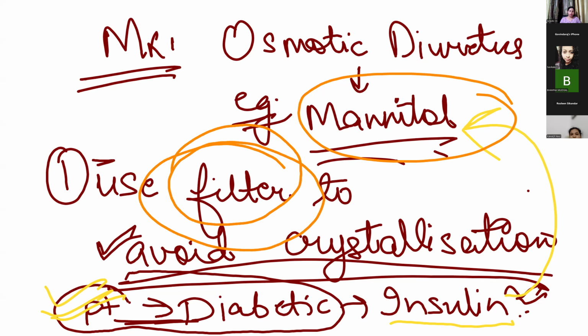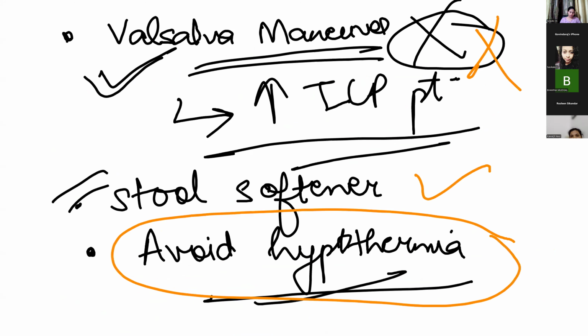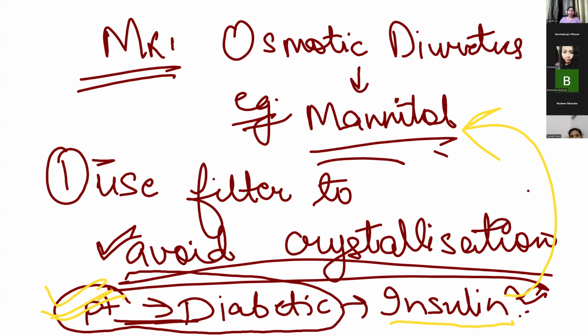A filter. Why will we use a filter? To avoid crystallization. Yes. Now, in case the patient is diabetic, we will give insulin, added with the mannitol.